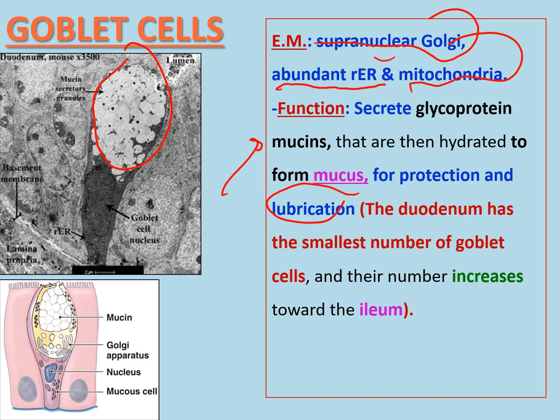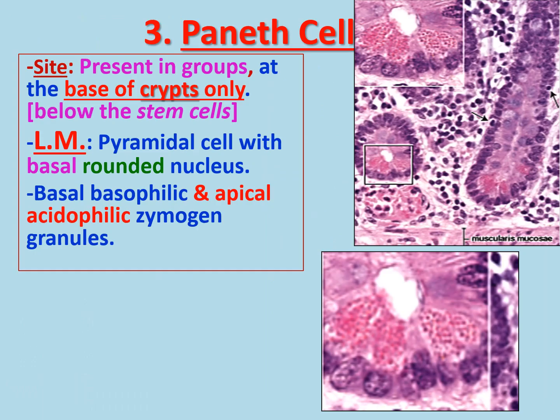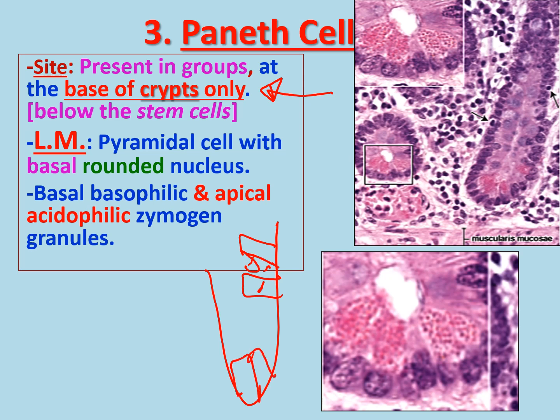Now we are going to move to another cell, a Paneth cell. Paneth cell, if you remember, is present in the crypt only. It is not present in the villus. Where in the crypt? In the upper part, as we mentioned before, we have simple columnar enterocyte and the other cell which is the goblet cell. What about the base? The base is occupied by a cell called Paneth cell.